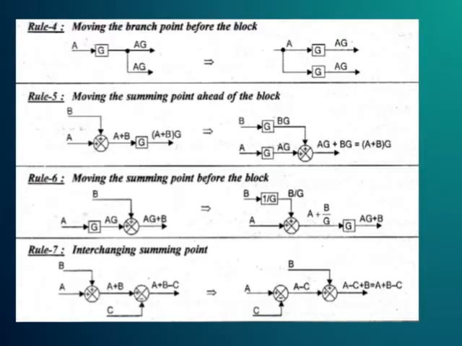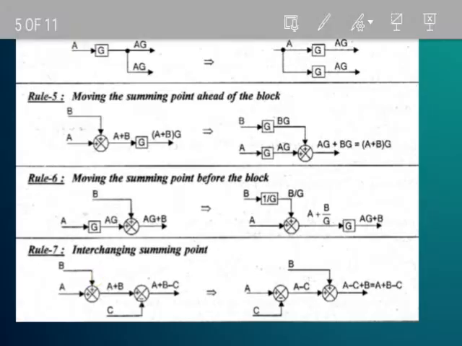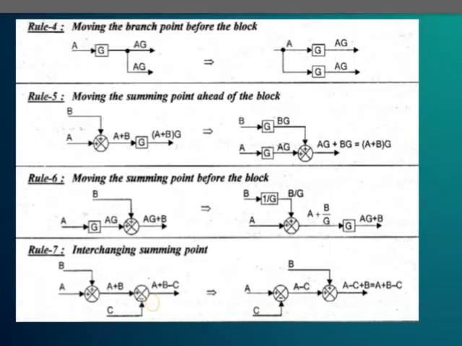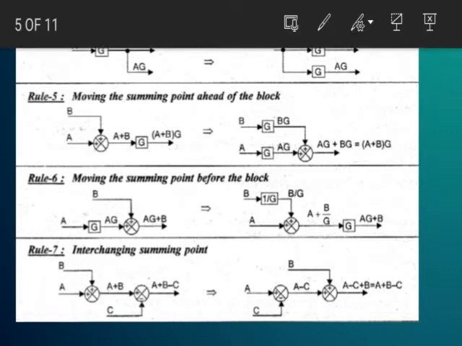Here we have A, here we have B, and here we have C as minus. When interchanging, this should be C as minus, A minus C, and here we have B, so A minus C plus B. Here we have A plus B minus C.